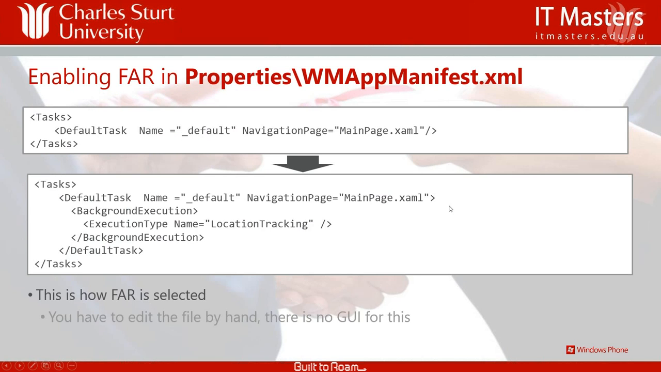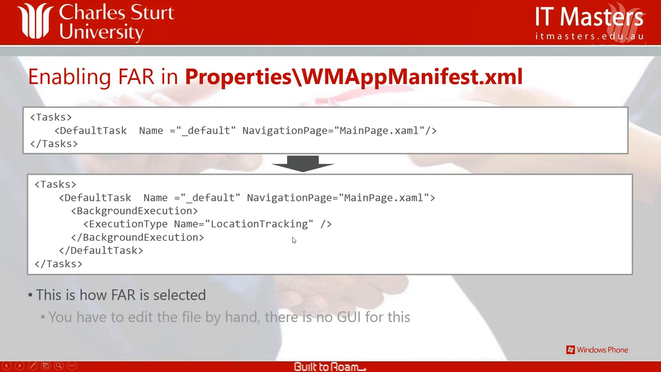So to enable Fast Application Resume, you actually need to add a couple of entries to the app manifest file. Now there's no user interface for this, so you do need to manually edit the code file. Essentially you're adding two things. You're just modifying the default task to include this background execution for location tracking.